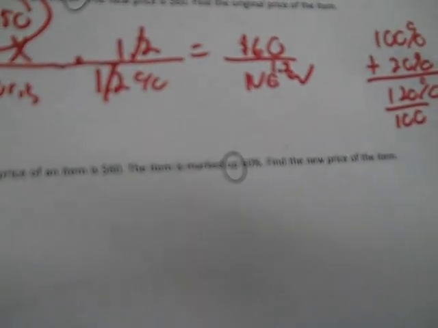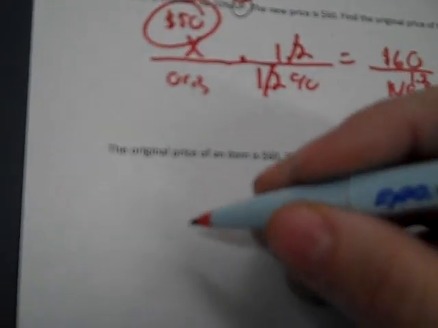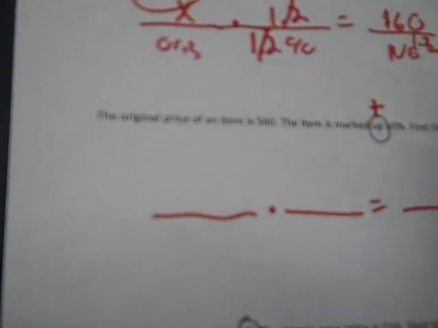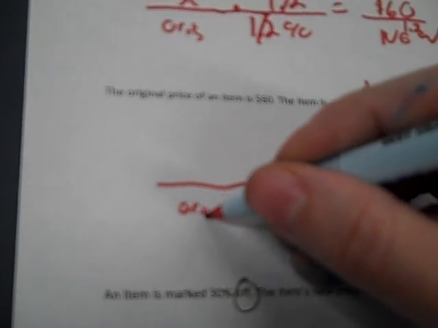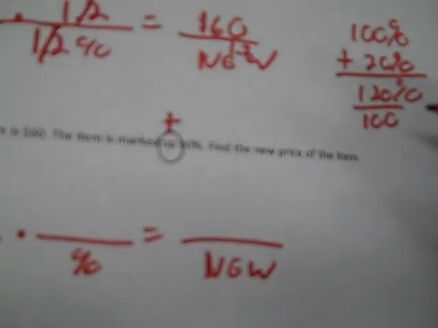The original price of an item is $60. The item is marked up 60%. Find the new price of the item. So again, up insinuates plus. So original, percent doesn't happen per year, so I don't have a power. And then new. So my percent, we have 100%, and then we add 60% to it. 100 plus 60 is 160, and then divide that by 100. 160 divided by 100 is 1.6.